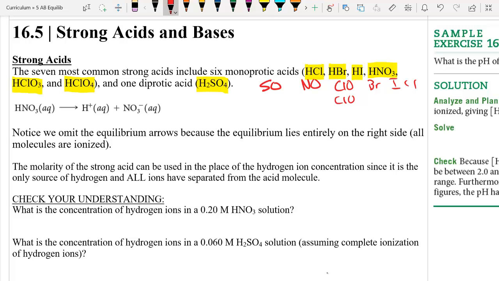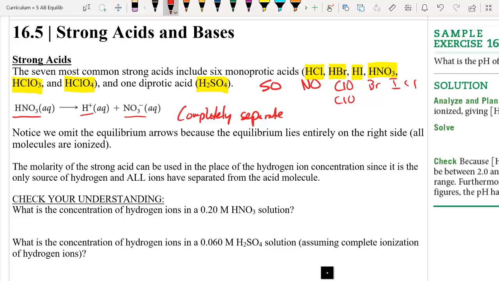Now, indicative of the typical behavior of these acids, we have nitric acid, which is going to separate into its hydrogen ion and nitrate ion. Now, one of the nice things that we have, what's very convenient for us, is we don't actually have an equilibrium arrow. What happens in the case of strong acids is they will completely dissociate. Okay, so they completely separate into their ions.